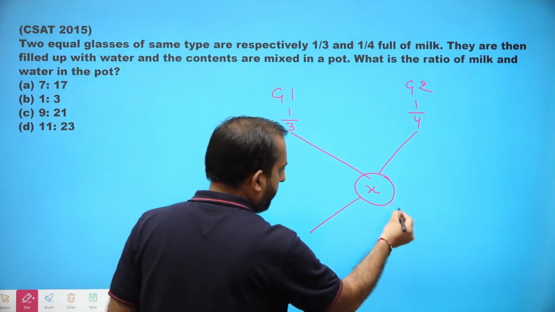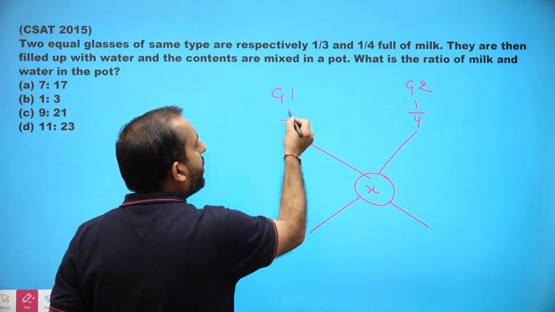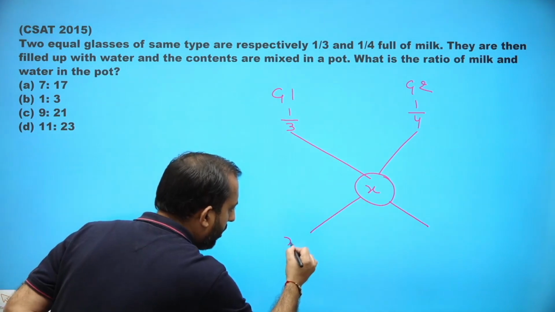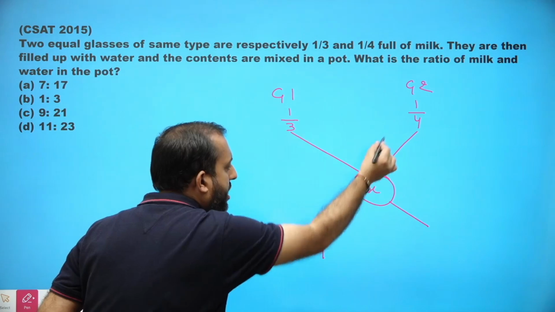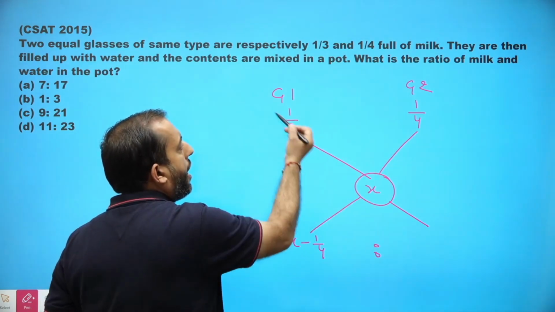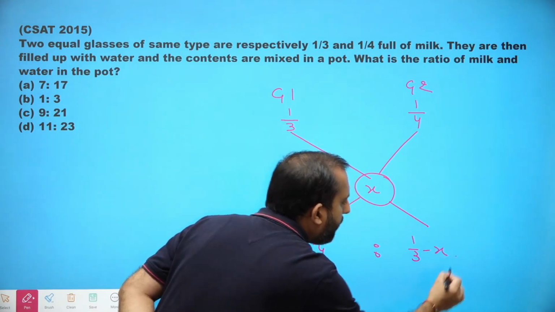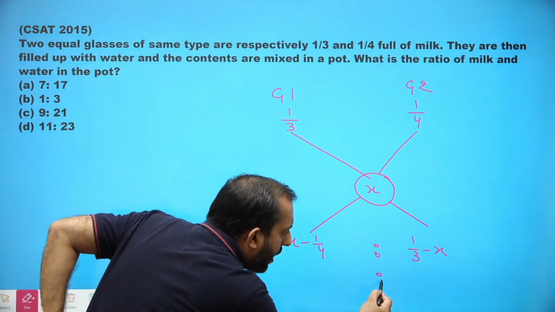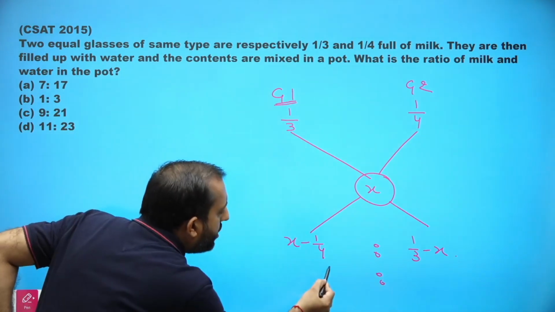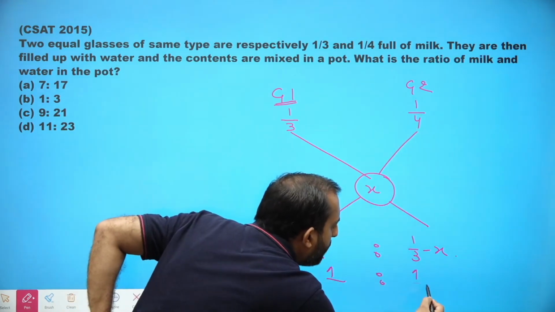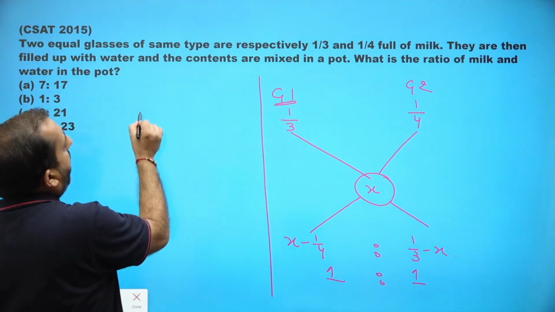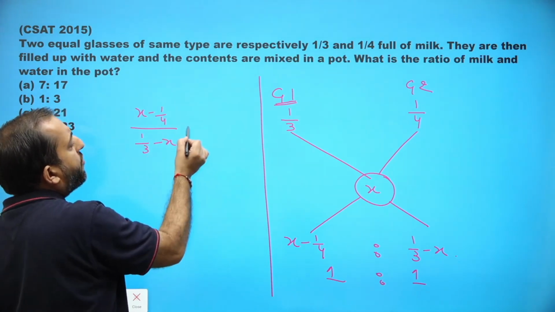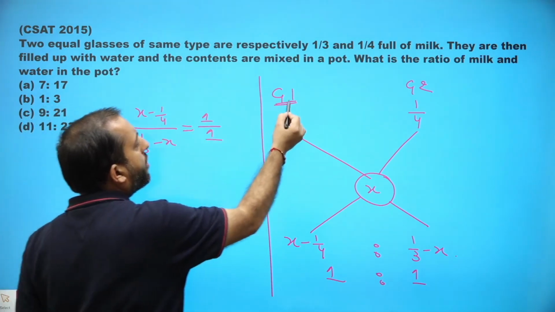Now, 1/3 is the largest value because 1/3 is greater than 1/4. So, X minus 1/4 diagonally across, and 1/3 minus X. Now, the glasses are of equal volume. So that is why the quantity of glass 1 to the quantity of glass 2 will be 1:1. Now, X minus 1/4 divided by 1/3 minus X. This ratio of differences must be equal to the ratio of quantity of glass 1 to glass 2.